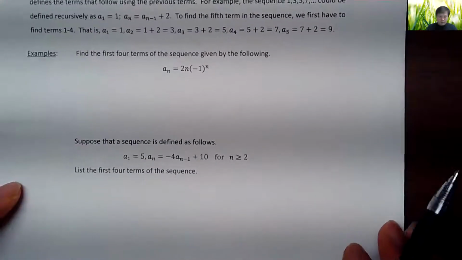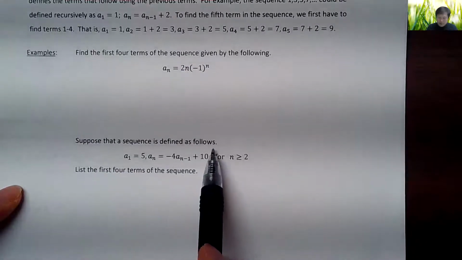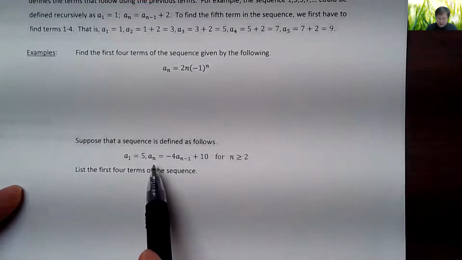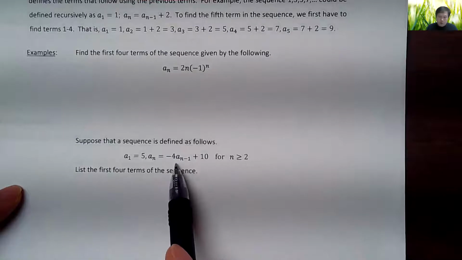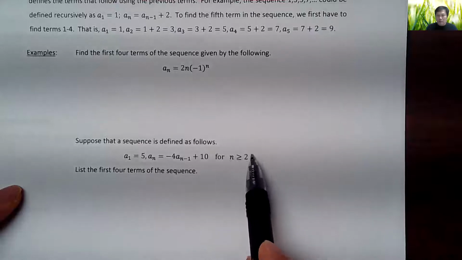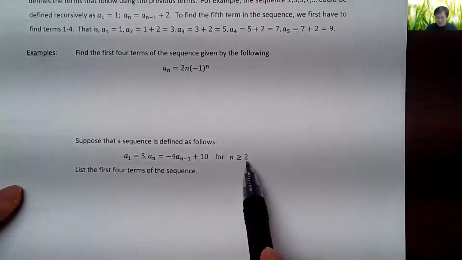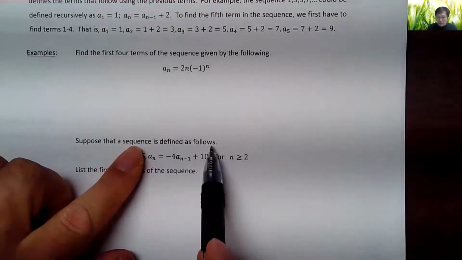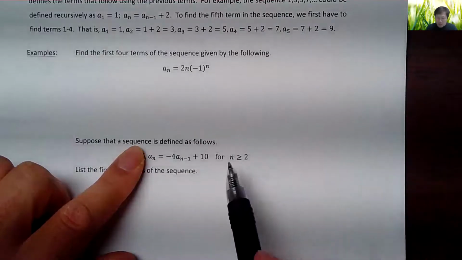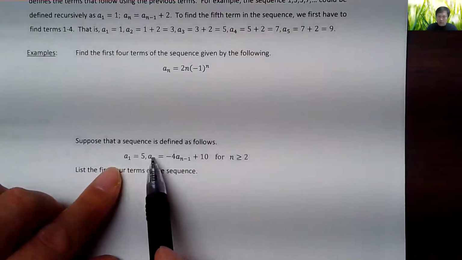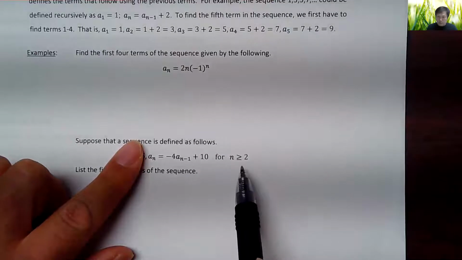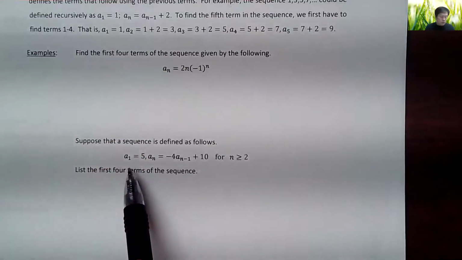So let's have another example here. Suppose that a sequence is defined as follows. A sub 1 is 5. First term is 5. Then how do you find a sub n is equal to minus 4 times a sub n minus 1 plus 10, for n is greater than equal to 2. So someone might say, what is this doing? N is greater than equal to 2. That means you can apply this formula when n is greater than equal to 2. You might say, well, what happened when n equal to 1? When n equal to 1, they gave you the value. So this one is just saying it's defined when n is greater than equal to 2, because n is equal to 1, there they gave you the value.